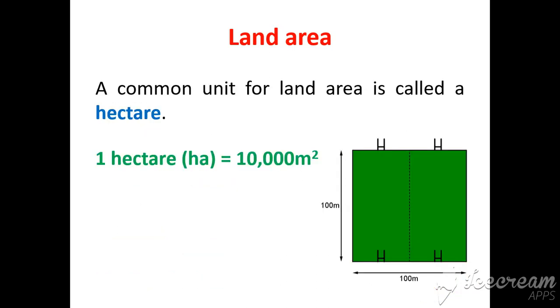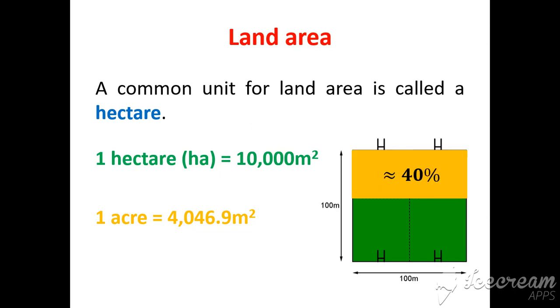Right, this last bit is not vital if you don't learn it, so you're welcome to stop the video now and get on with some questions, but here's a common name for another piece of land. We know hectare is 10,000, but there's another common name called an acre, and it's about 4,046.9 meters squared, which we're going to say is about 40% of a hectare.